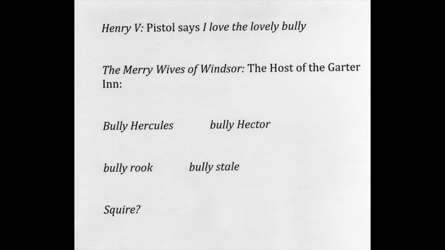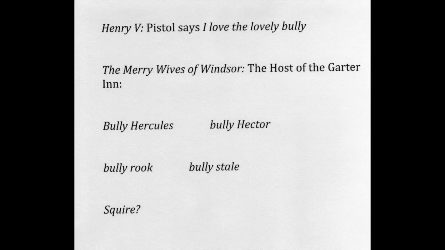There's one character, the host of the Garter Inn in The Merry Wives of Windsor, who uses the word a lot. In fact, it's a kind of linguistic signature for him. At one point, he calls Falstaff Bully Hercules, and a few lines later, Bully Hector. And he uses the phrase bully rook several times. A rook is a cheat. Think of our modern verb to rook.